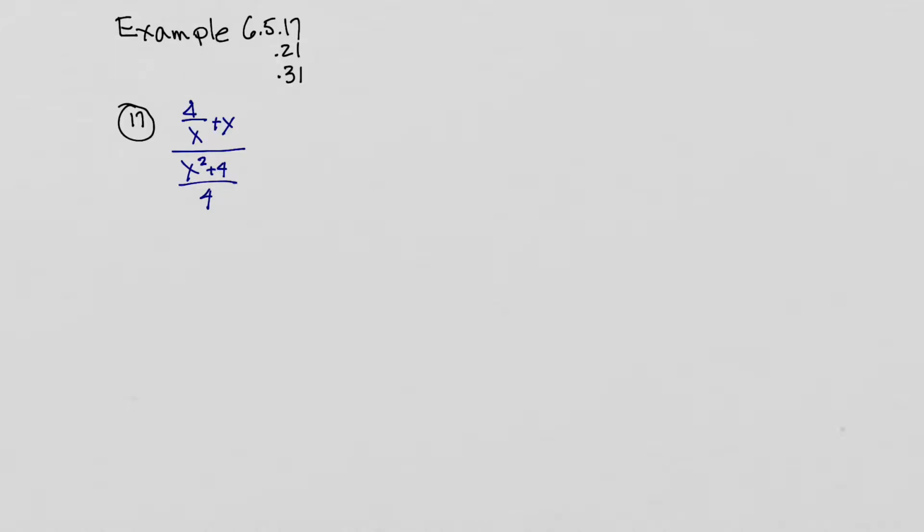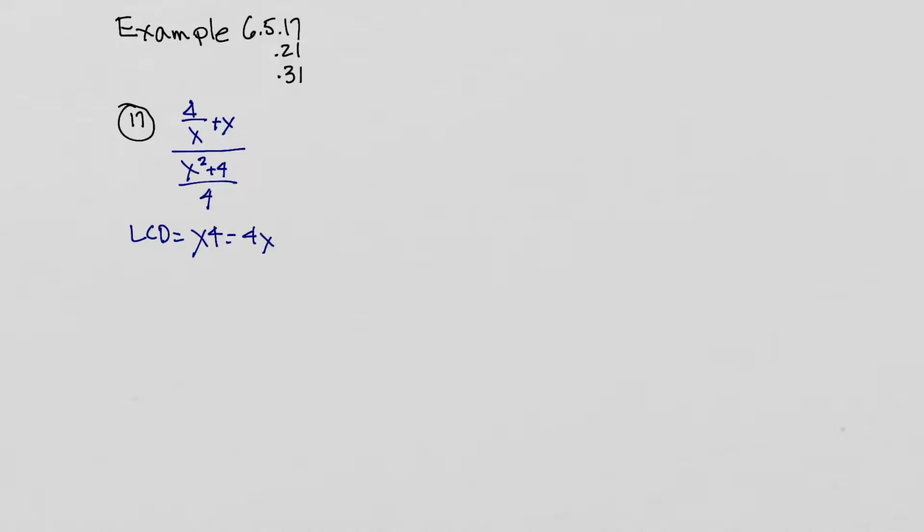Now here in problem number 17, we're going to use the general procedure, and that procedure is this. We're going to find the overall LCD, so the LCD of this term and this term. That's what we mean by the overall LCD. So that LCD is x, right? That x is coming from here. There's a 1 here, we don't need to write the 1, and a 4 here. So we're going to have x times 4, or how about 4x?